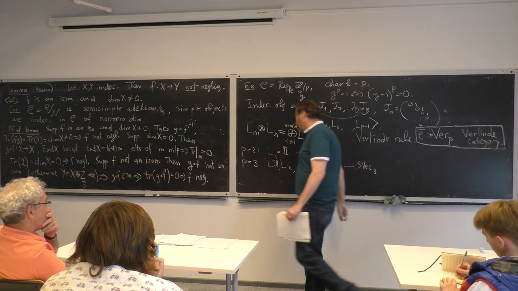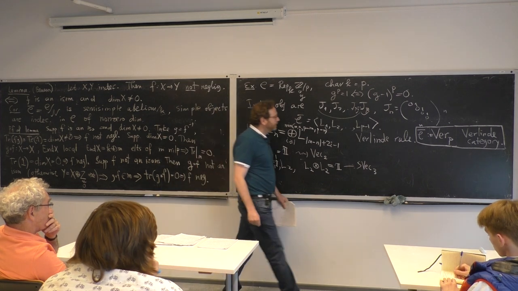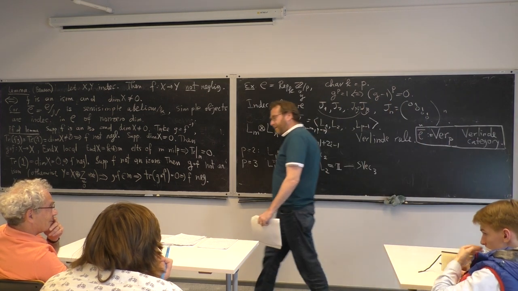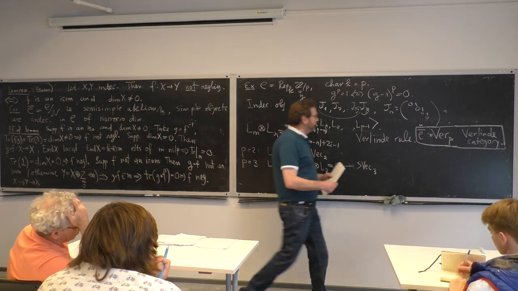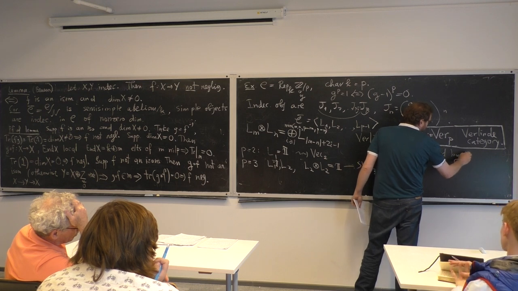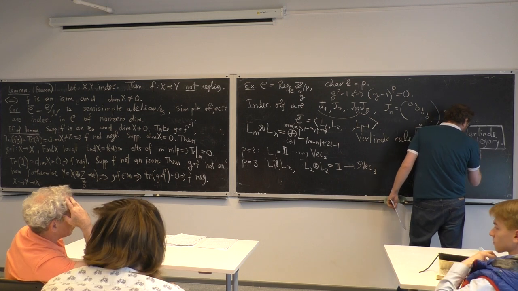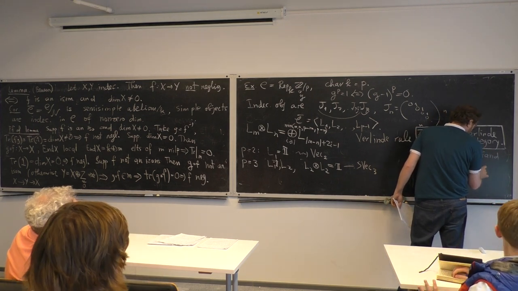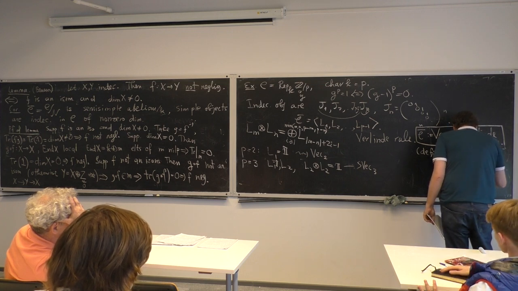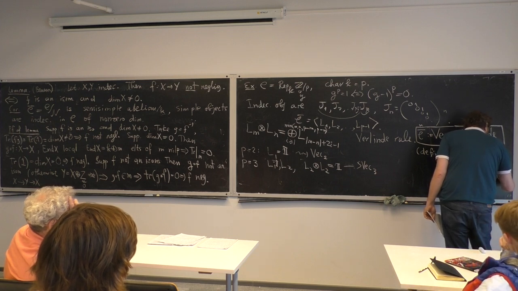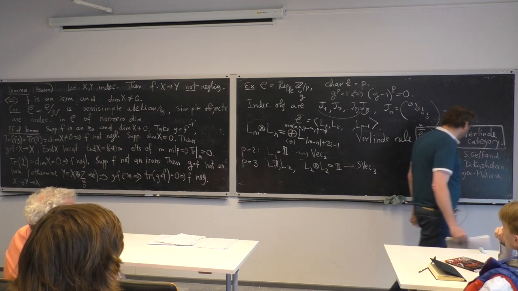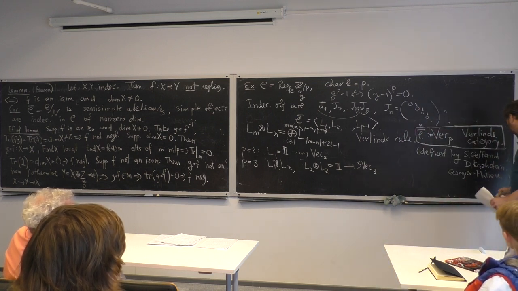Verlinde was a physicist who wrote a paper about this Verlinde rule, and I don't think he was thinking about categories that much. Yes, Erik Verlinde. But actually, this category was defined by David Kazhdan and Sergei Gelfand, and also by Georgiev and Mathieu. They also did it for any simple Lie algebra. That's correct.